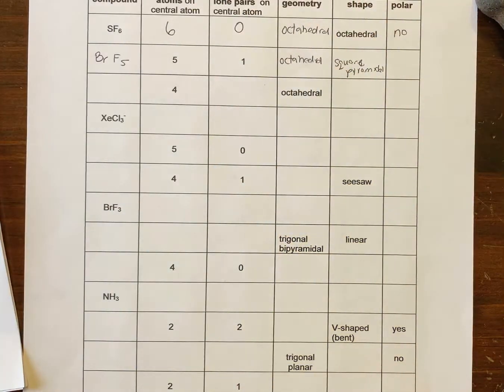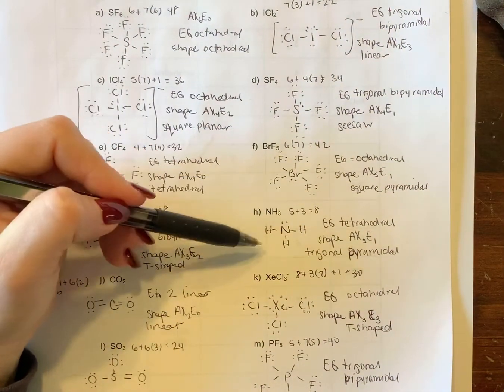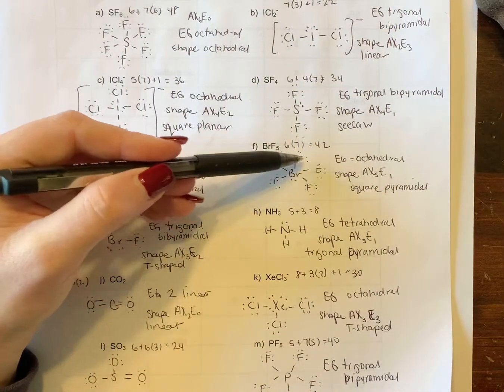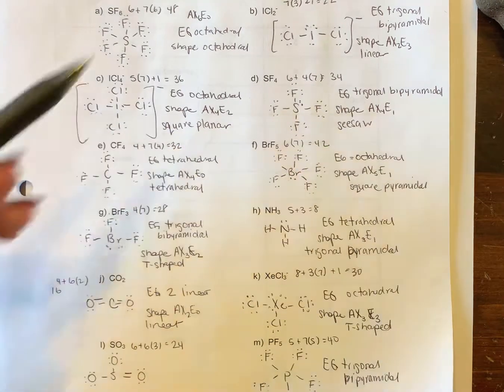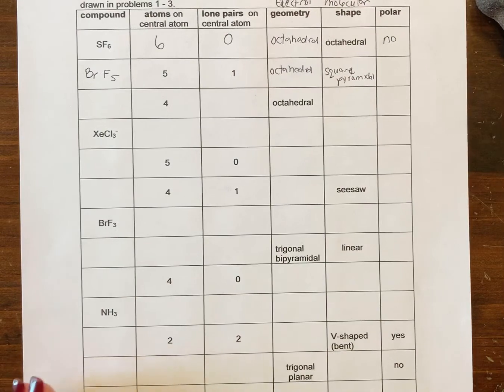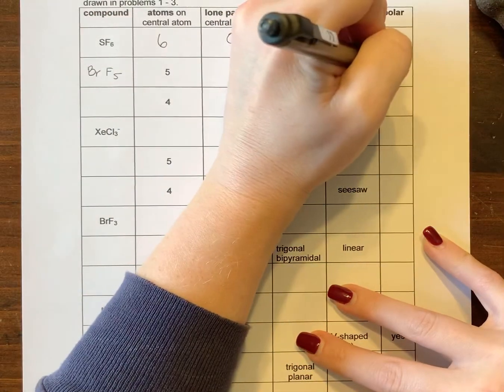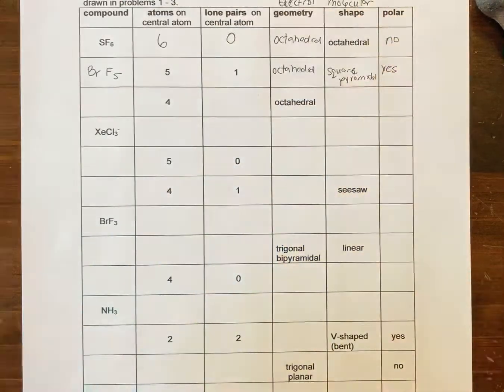All right, looking at this, we have a lone pair of electrons and maybe some polar bonds. This is in an orientation where things are not going to cancel out as far as dipole moments. So yes, this is a polar compound.